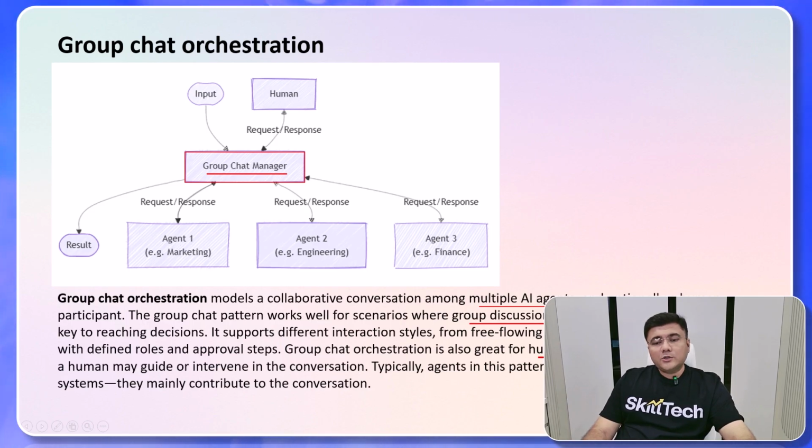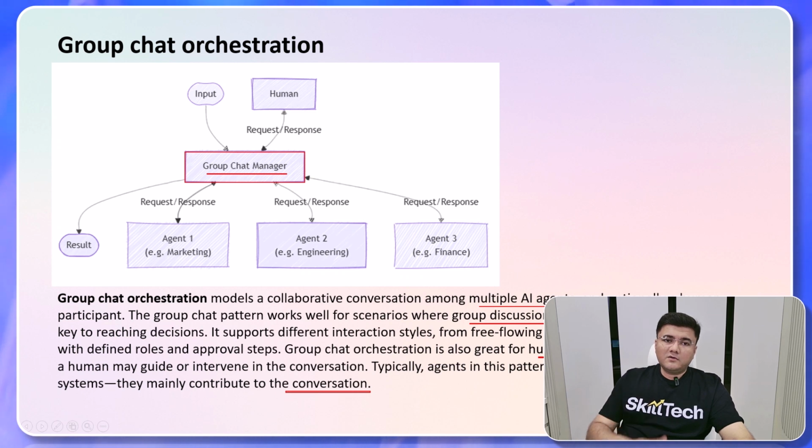Typically, agents in this pattern don't directly change running systems. They mainly contribute to the conversation, and based on that conversation, group chat manager is the one which is going to execute things, which is going to provide the result, and maybe if required, the group chat manager is going to take the support of the human as well in this. And that's what group chat orchestration is focusing on. Now, as you can see here, it can have multiple ideations or formal workflow executions with that. So there are n number of possibilities which are available in group chat orchestration.